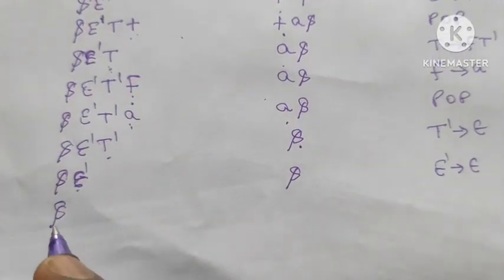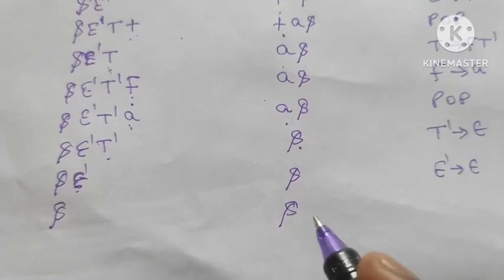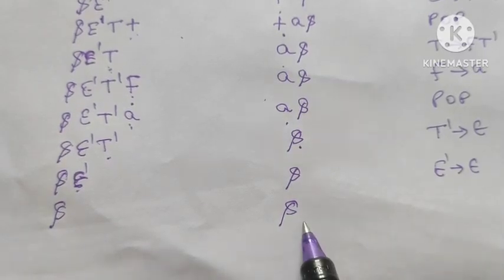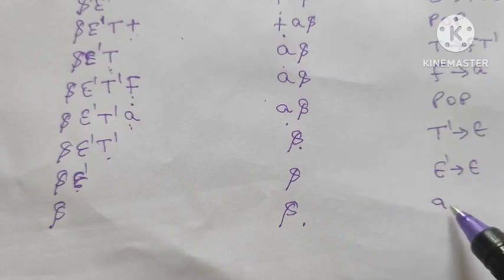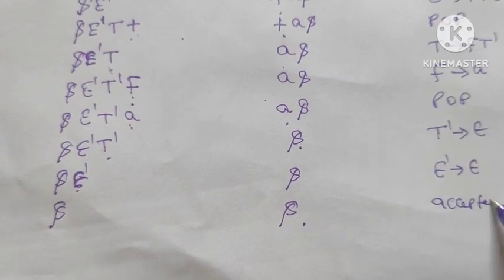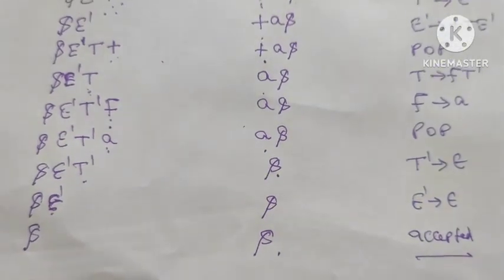So you have dollar and dollar on the right side. If you have dollar and dollar on the left and right, simply write it as accepted. So this is called predictive parsing.